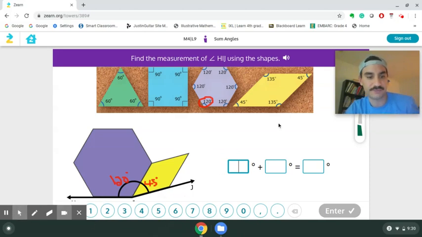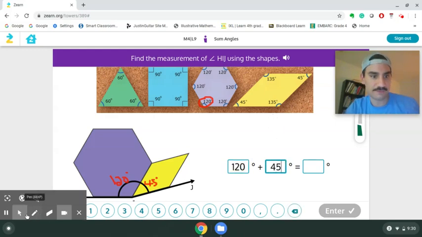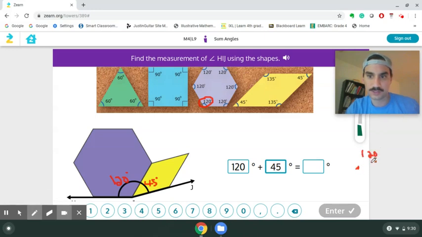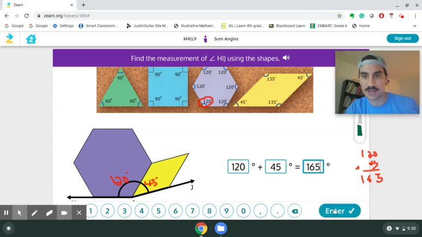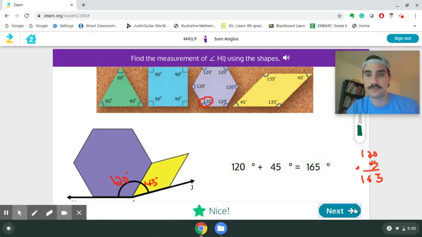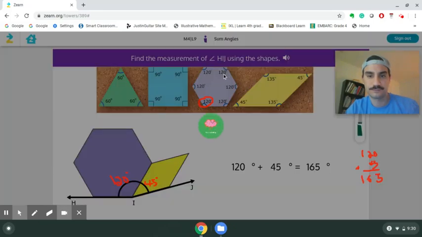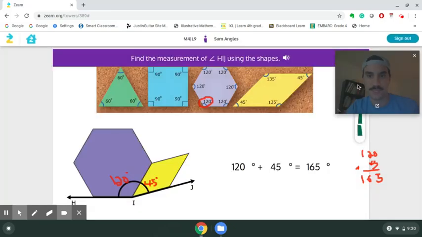Well, we'll use our addition to find that. 120 plus 45. We should be able to do this very quickly. 0 plus 5, everyone? Yes, 5. 2 plus 4, everyone? Yes, 6. Slide that 1 right into the hundreds place. Our answer, 165 degrees. Good work. Let's keep climbing.